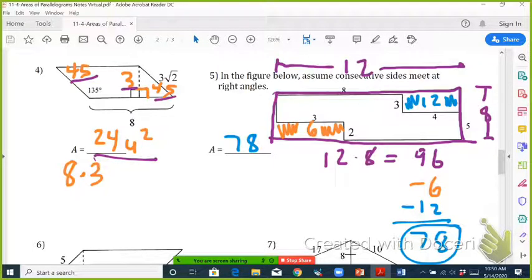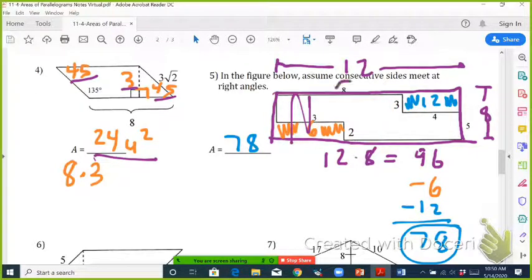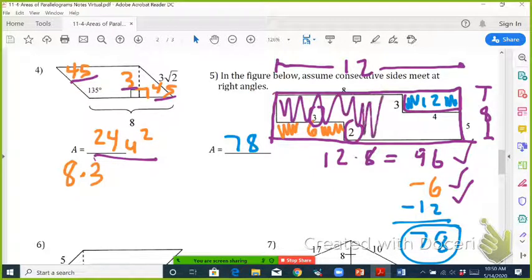Okay, for number 5, there's different ways you could do this. The way I did it is I found this large rectangle here first. I found it using the side lengths to be 12 by 8. I got 12 by 8 by doing 8 plus 4 for 12, and then 5 plus 3 for 8. So that whole rectangle in purple has an area of 96. Then I used these lengths to figure out this missing rectangle is 6, so I subtracted that. And same thing up here. This rectangle would be 12, so we're left with just this part here would be 78 square units.